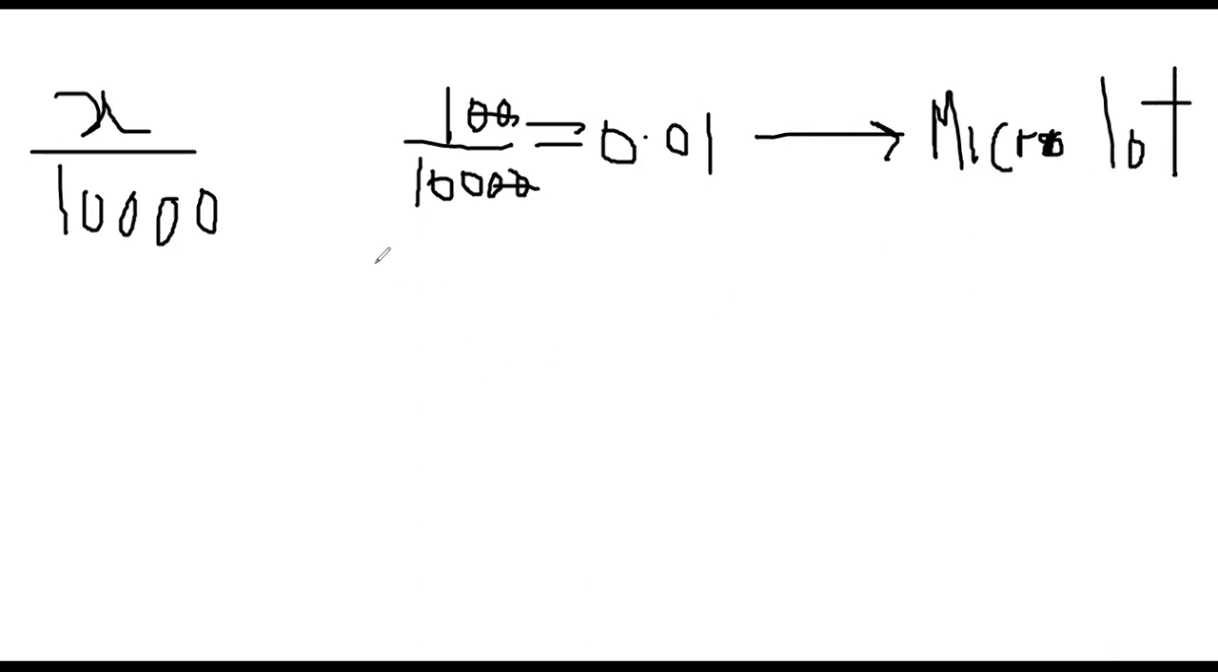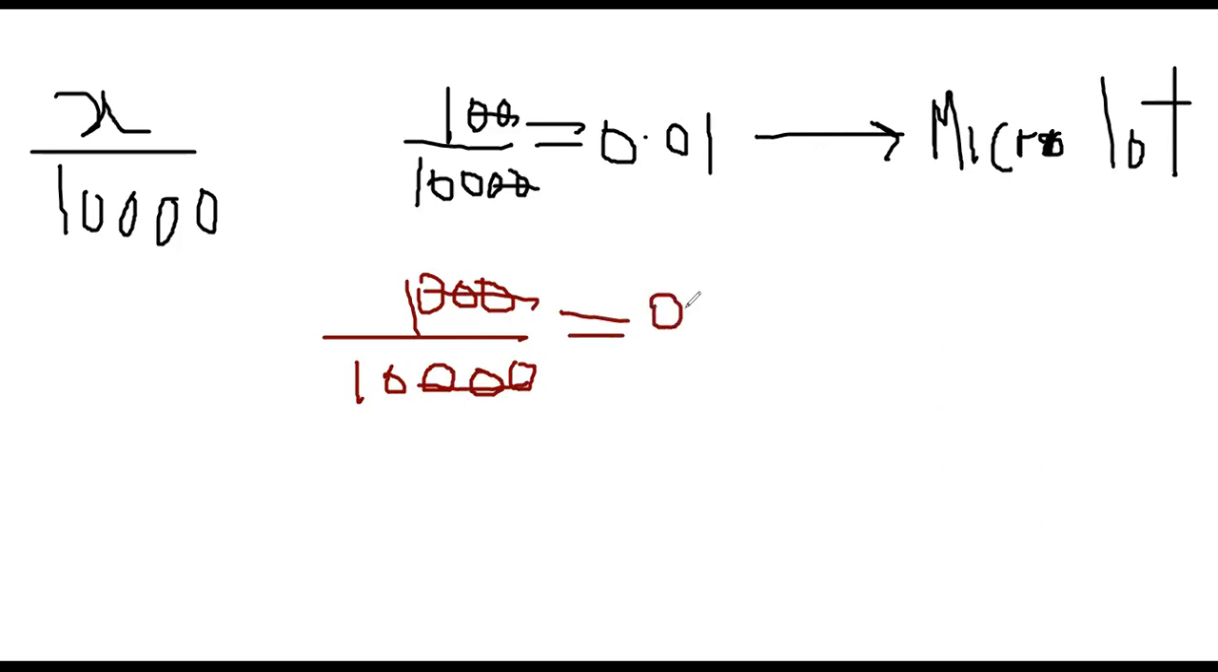A mini lot is when you say 1,000 divided by 10,000. This cancels this. 1 divided by 10 is what? 0.1. That is a mini lot size.